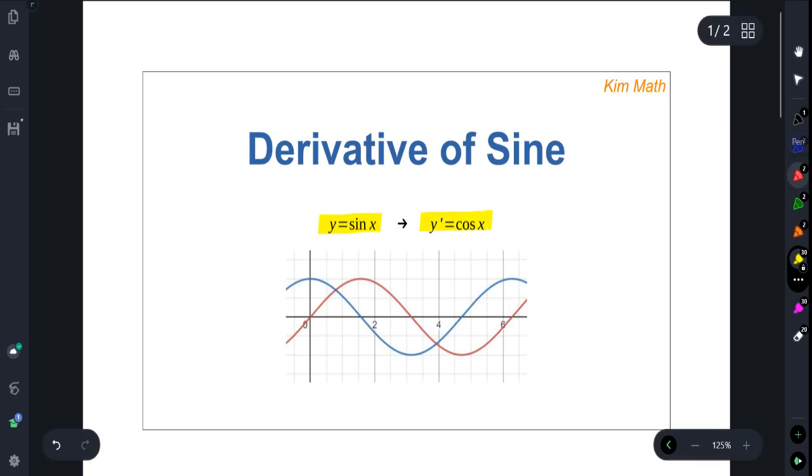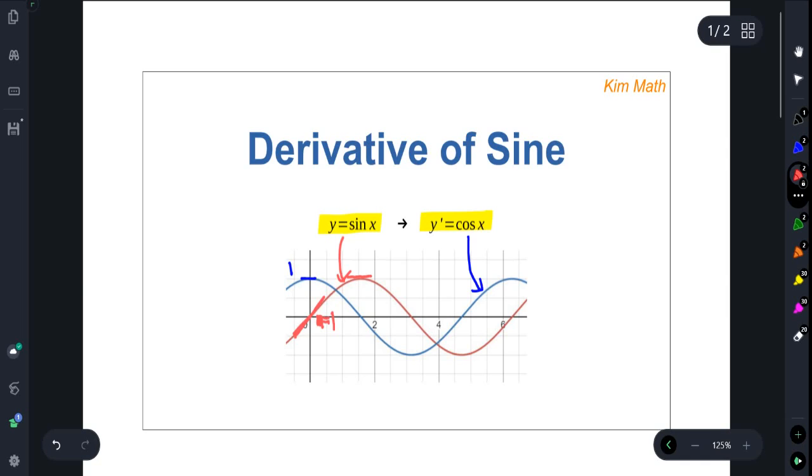Let me briefly explain the relation between these two graphs. This is the sine of x and this is the cosine of x. Since the derivative is the slope of the tangent line, for example, at 0, the tangent line will be here, and the slope is 1. And this 1 can be found by the y coordinate of the cosine. This is 1, right?